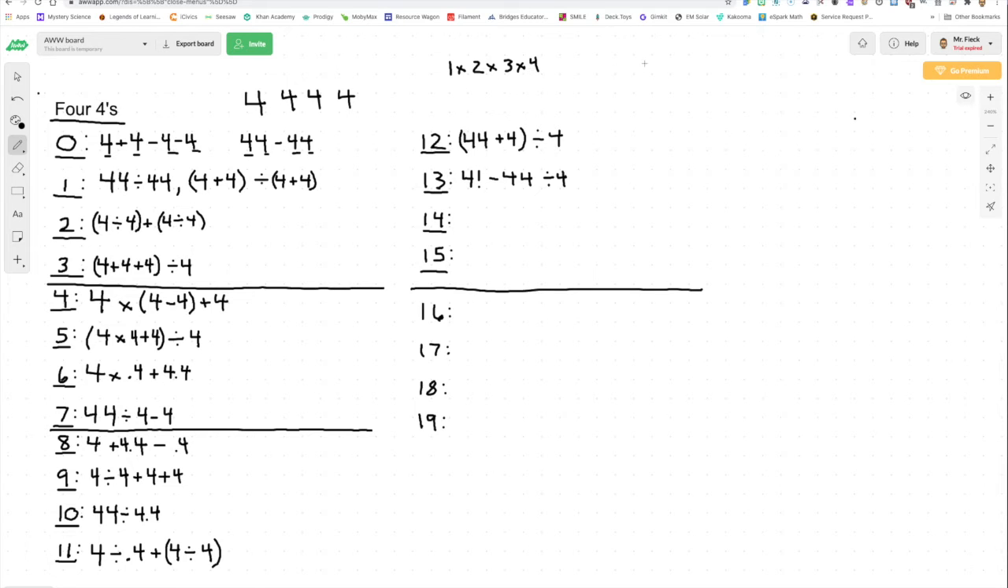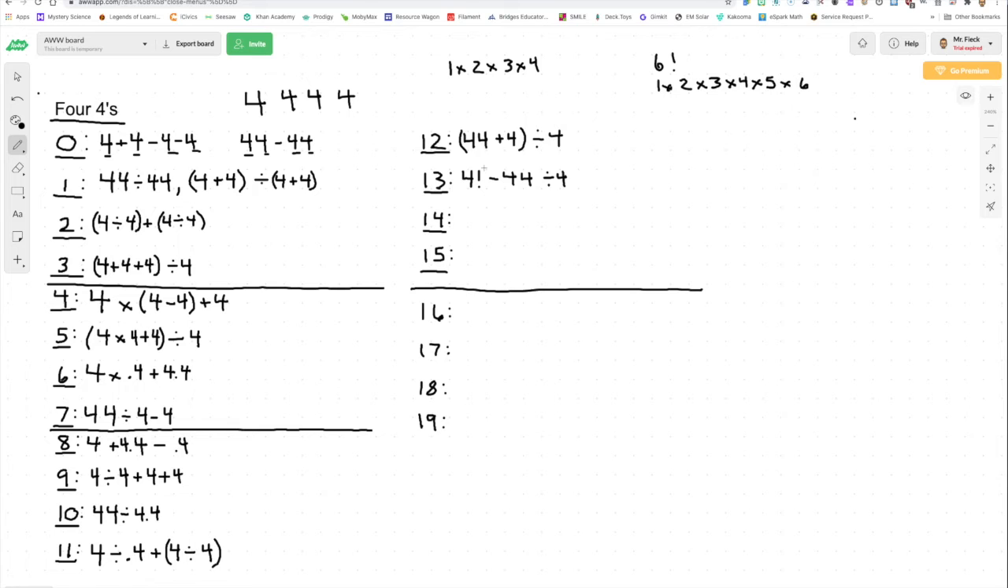Okay? And then if I had a 6 exclamation, I would do 1 times 2, which is 2, times 3, which is 6, times 4, which is 24, times 5, which would be 24 times 5, which is 120, and then times 6, which 120 times 6 would be 720. So 6 exclamation would be 720, but we're just worried about 4 exclamation because it's another 4 that we can use.